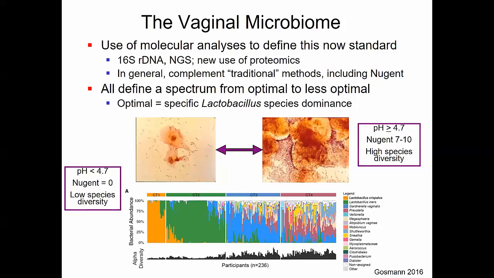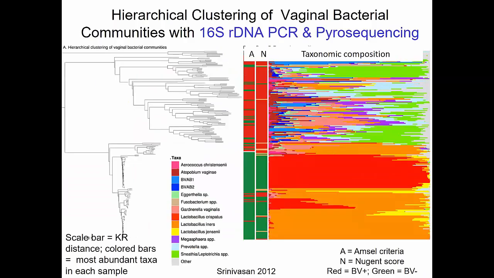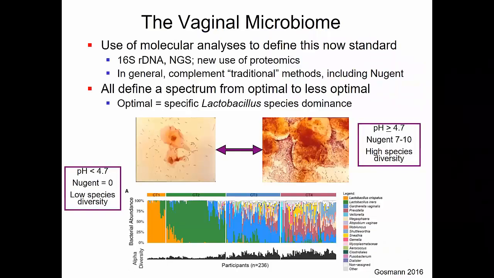One key point about the normal situation that's really important, it's dominated by lactic acid, which, as it turns out, is probably the main mediator of protection, interestingly enough. And it's dominated by a low pH, less than 4.7, because of that lactic acid. Okay, so low species diversity, low Nugent score, low pH, and lots of lactobacilli with lactic acid, and that's really what we're talking about. Now, a couple of years ago, so you might say, okay, well, that's great.